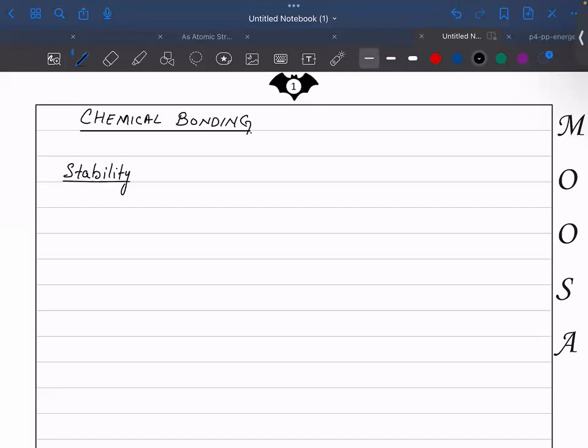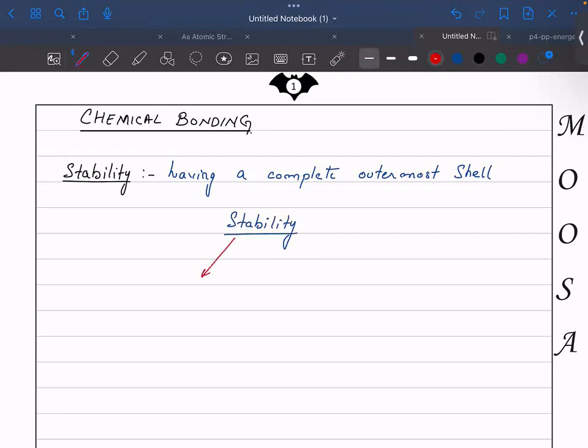Stability क्या होता है? Having a complete outermost shell. Atoms can achieve stability in 2 ways. Some atoms get stable with having 2 electrons in their outermost shell.